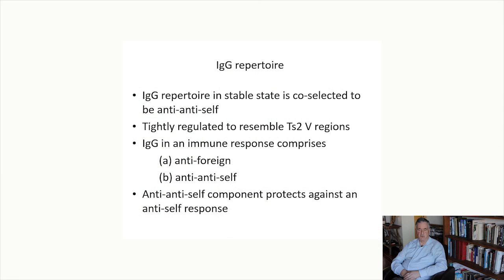It means the IgG repertoire in a stable state is co-selected to be anti-anti-self. It's tightly regulated to resemble TS2 V regions. Then an IgG immune response will comprise two aspects, an anti-foreign aspect and an anti-anti-self aspect. The anti-anti-self aspect protects against any possible anti-self response.